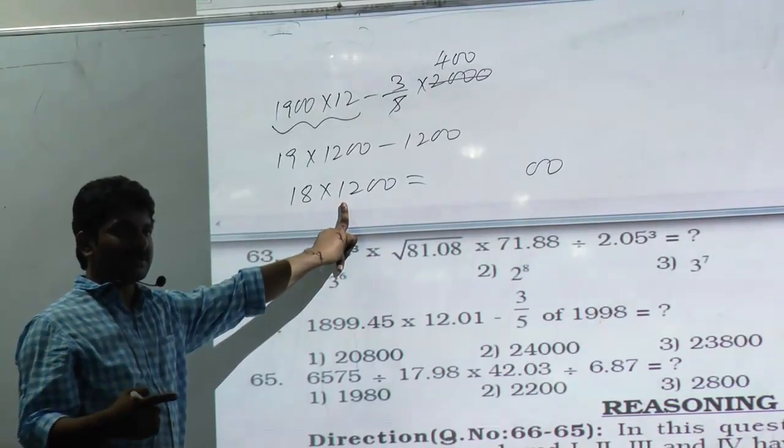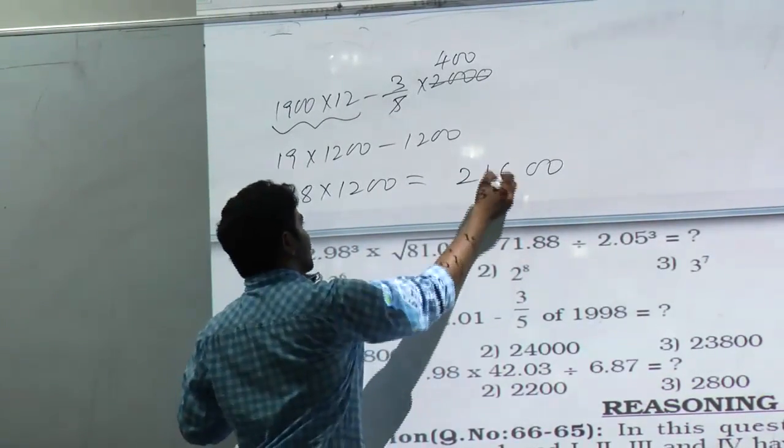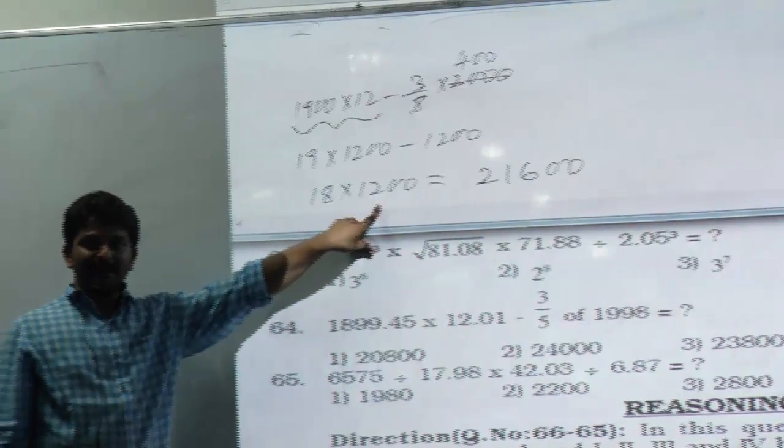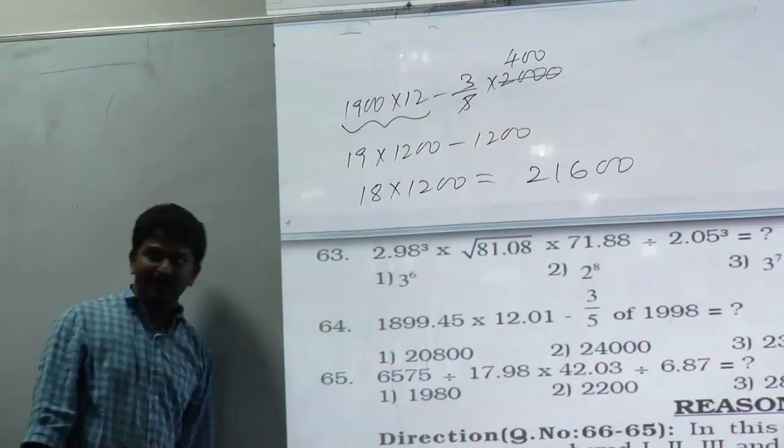1225 minus 9, 216. 15 plus 3, 15 minus 3. A plus B into A minus B. 15 square minus 3 square.